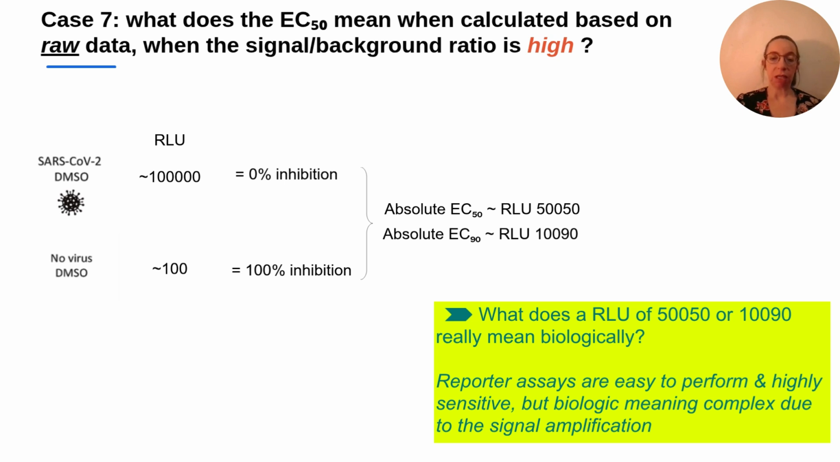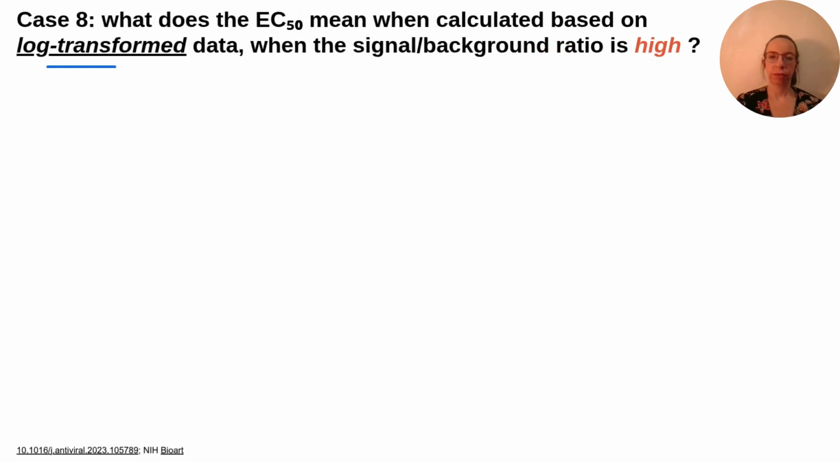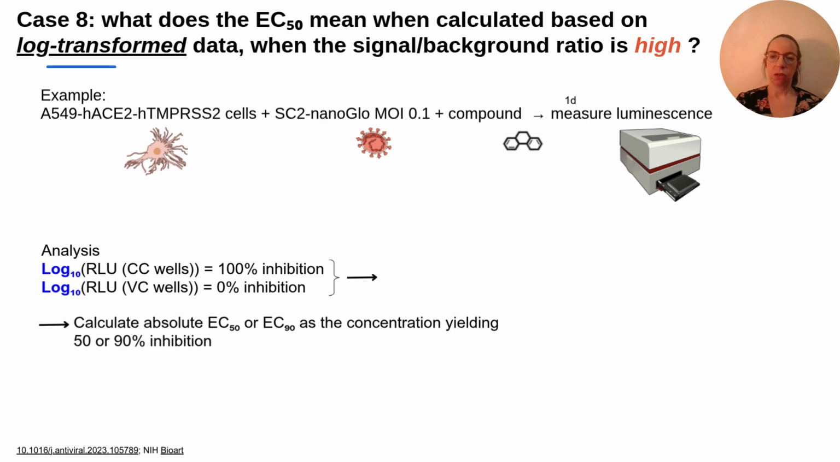Reporter assays are easy to perform and highly sensitive, which is obviously great, but their biological interpretation can be more complex than other assays because of the signal amplification of the reporter gene. If now we use log transform data in case 8 instead of raw data in case 7, the analysis will look like this. So the log10 of the mean RLU of CC wells will define 100% inhibition, while the log10 of the mean RLU of the VC wells will define 0% inhibition.